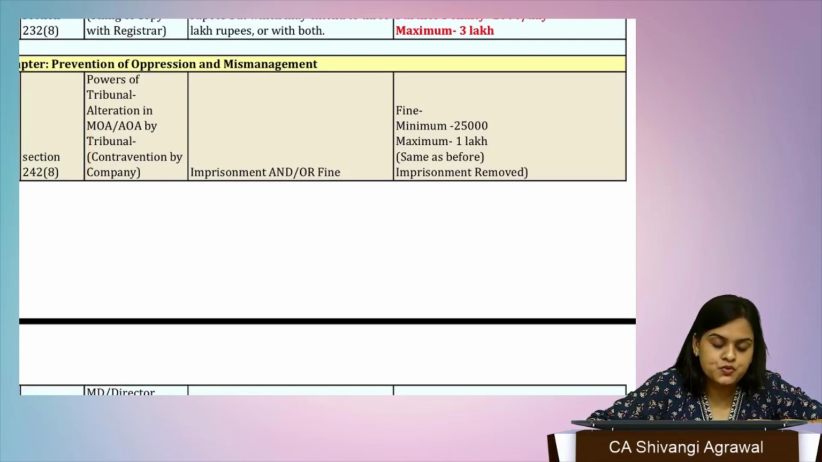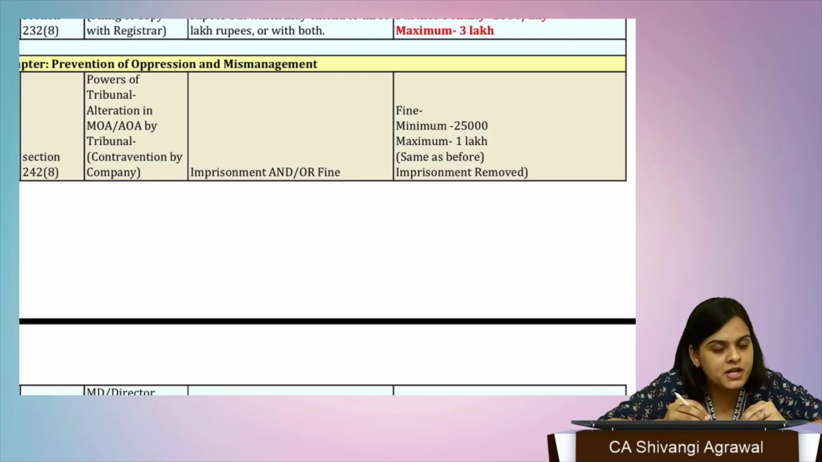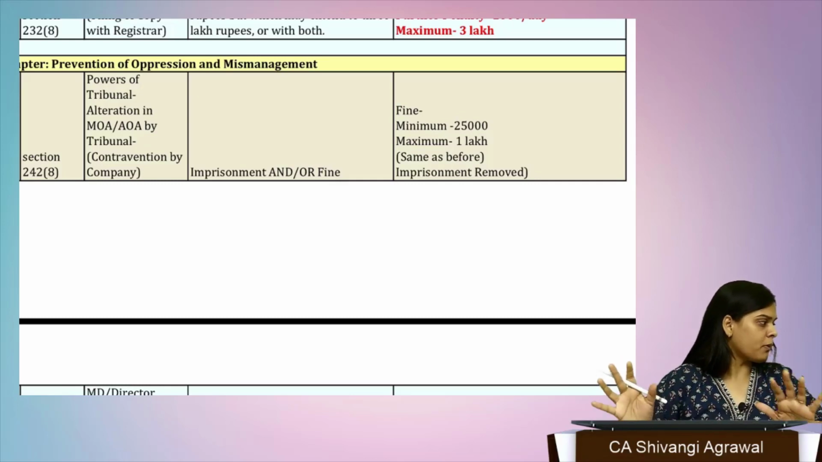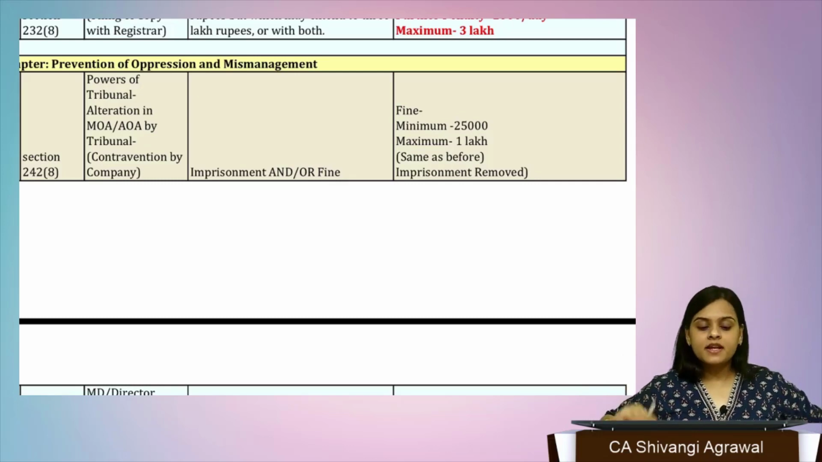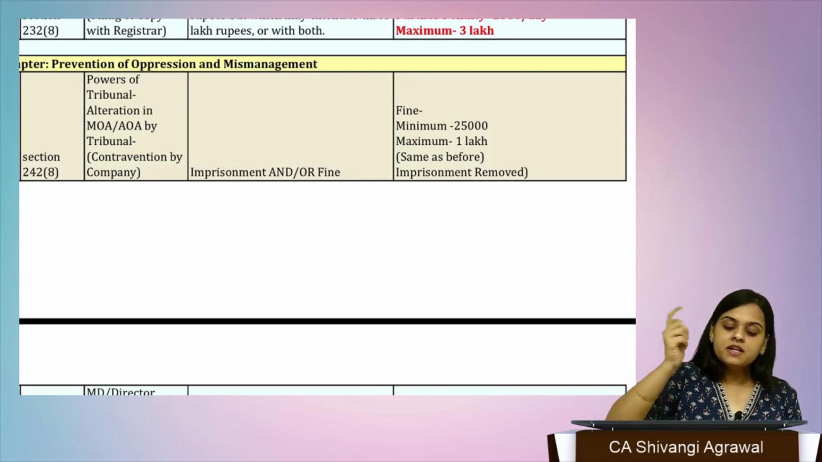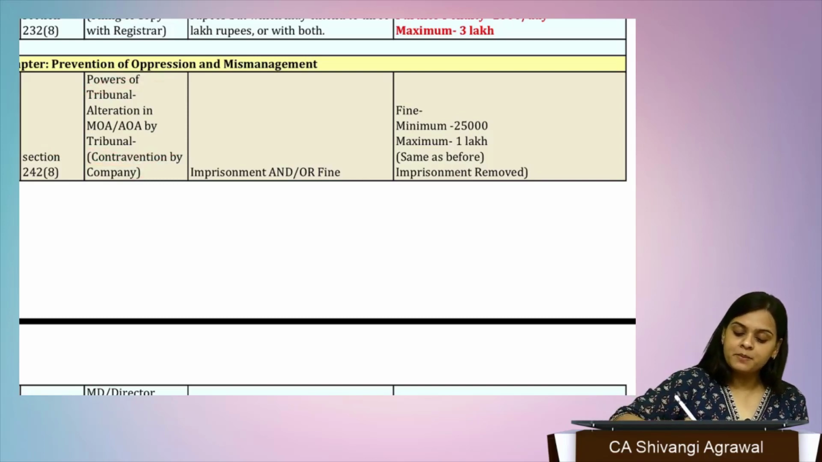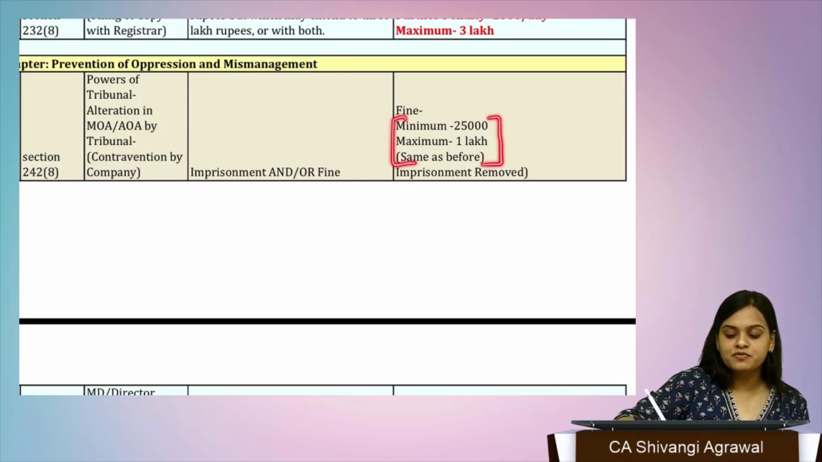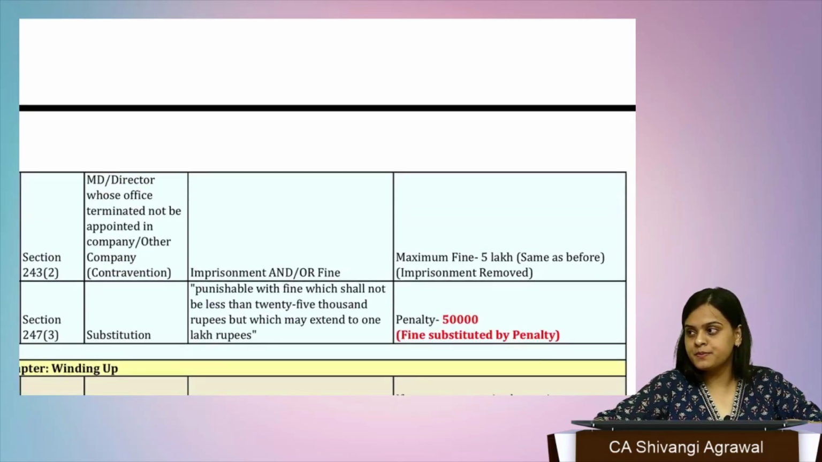Section 242, which talks about the powers of the tribunal only. If the application for relief in cases of oppression is made to the tribunal, and the tribunal is of the opinion that the company's affairs are not being managed properly and are in an oppressive manner, then one of the powers of the tribunal is also the alteration of memorandum or articles. If the tribunal has passed this order, then it has to be complied with by the company. If the company contravenes the same, there was imprisonment and or fine. Now, the fine remains the same as before. It's just that the imprisonment has been removed.